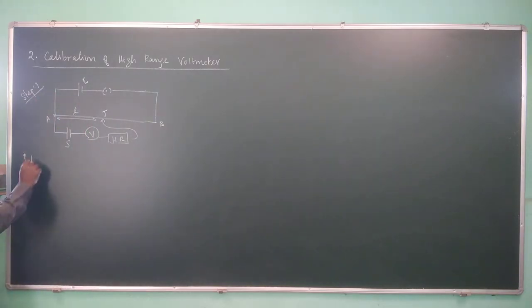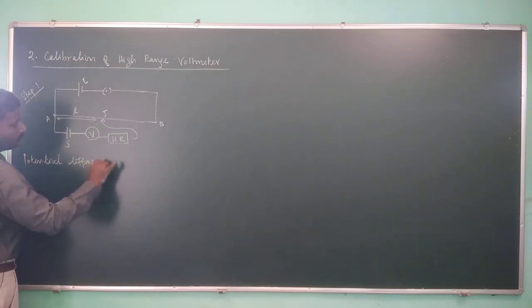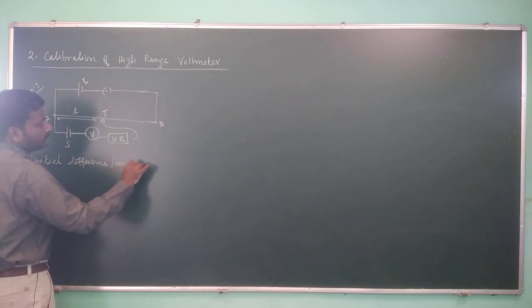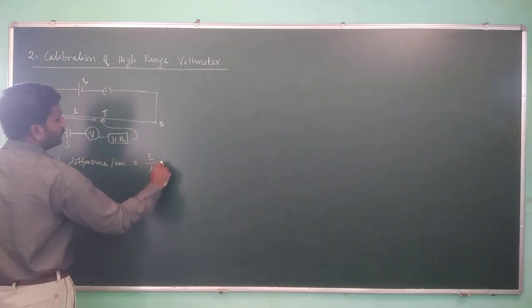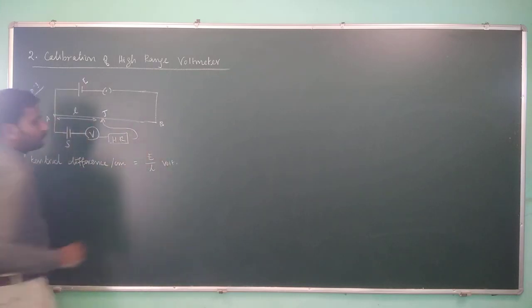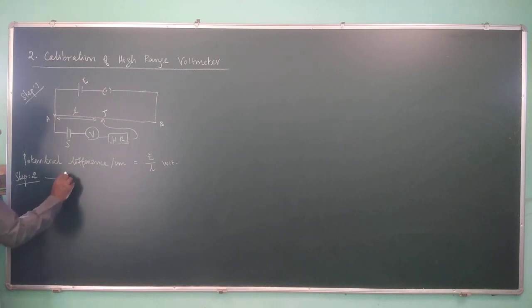So from this we can write the potential difference per centimeter, which is equal to E by L volt. No doubt on it. And the second part of the circuit will be as follows. That is step 2.